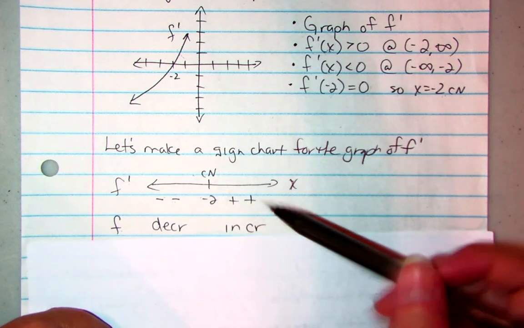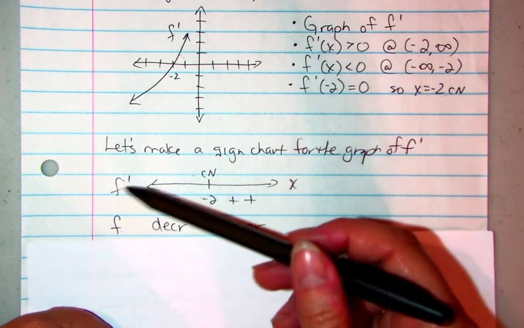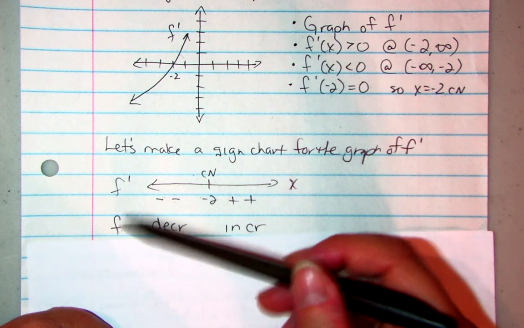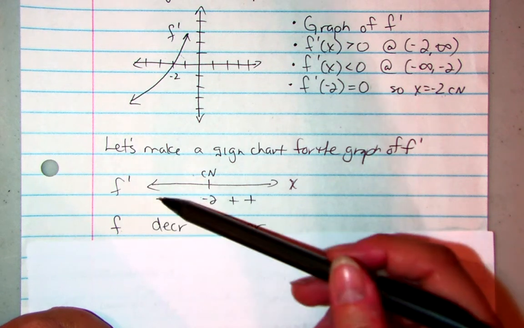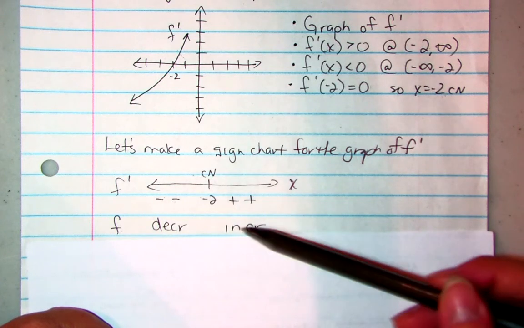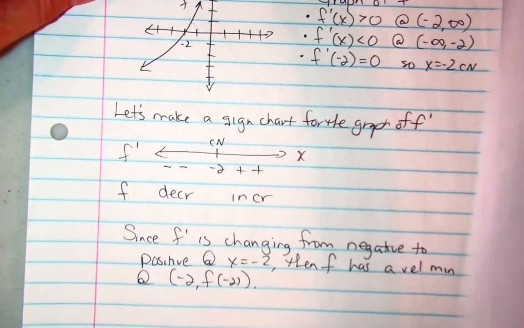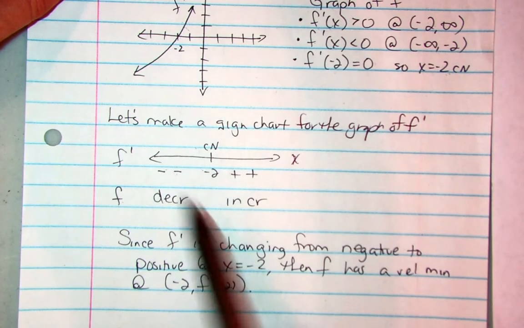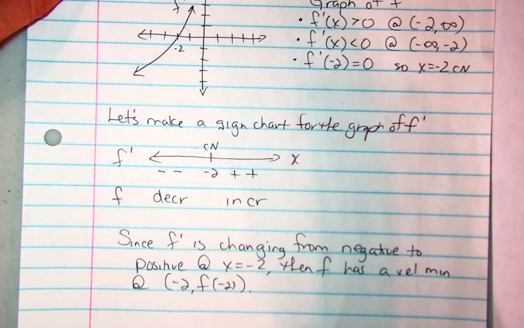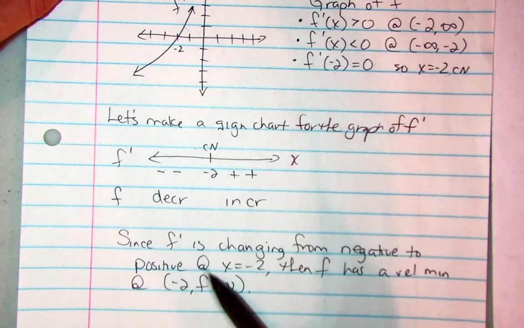Please note something. On a first derivative, I'm going to use negative and positive, and for f, the one right before the first derivative, I transfer those words from negative to decreasing, from positive to increasing. It will always be like this. So let me take it a step further, the first derivative test. Since f prime is changing from negative to positive at x equals -2, then f, my original function, has a relative min at -2 and whatever that y output is of f of -2.